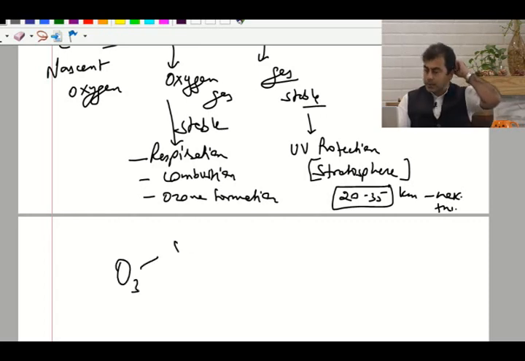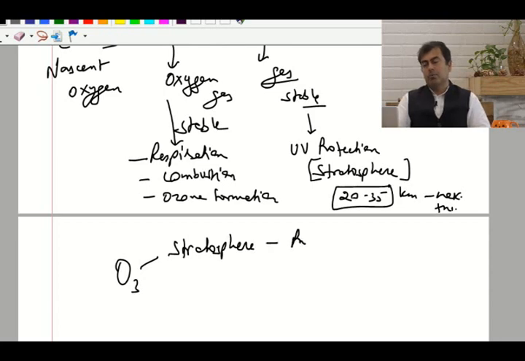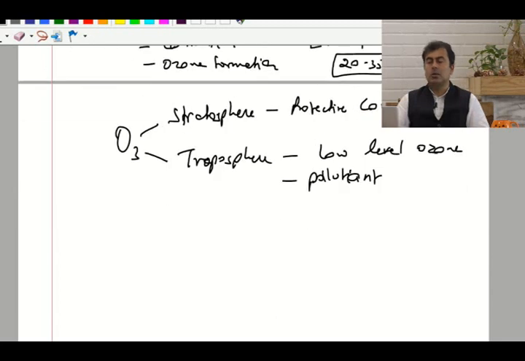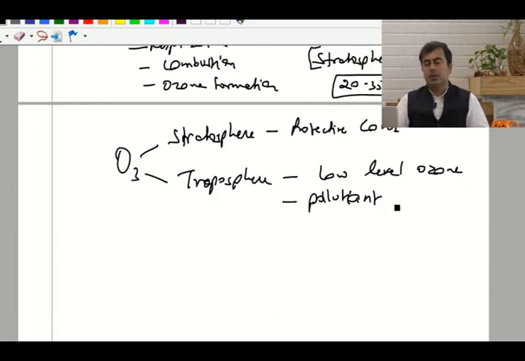Ozone in stratosphere: protective cover, protection against harmful ultraviolet radiations. Ozone in troposphere, this is called low level ozone. This is a pollutant, this is not desirable, it is a secondary pollutant.